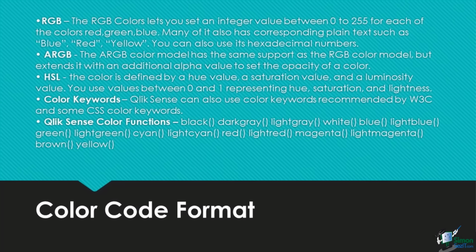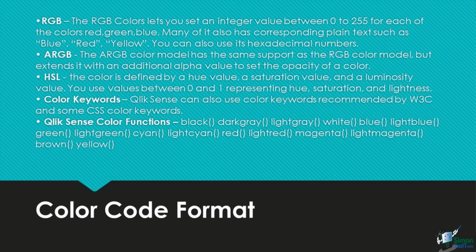RGB. The RGB colors let you set an integer value between 0 to 255 for each of the colors red, green, and blue. Many of it also has corresponding plain text such as blue, red, yellow. You can also use its hexadecimal numbers. ARGB. The ARGB color model has the same support as the RGB color model, but extends it with an additional alpha value to set the opacity of a color.